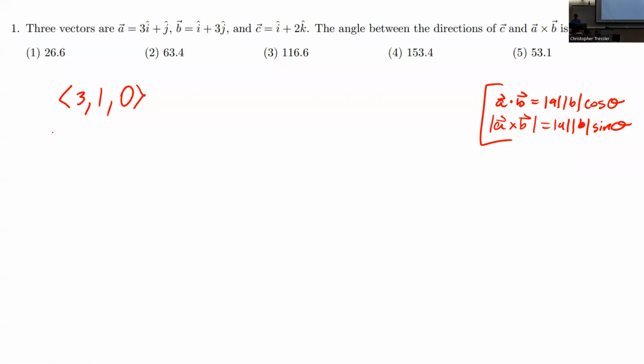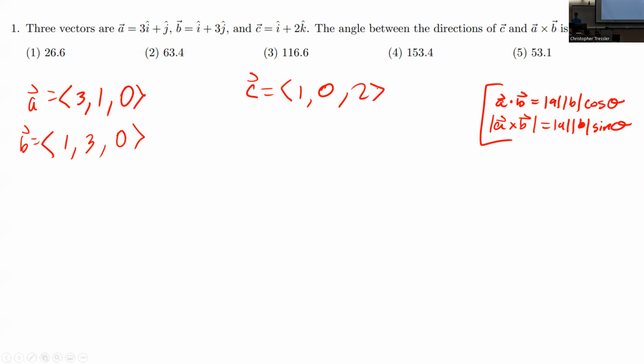Same thing for B. So this is actually A, and then there's B. If we have B, what's that? Any guesses? Somebody answer it. 1, 3, 0. Okay. And then we have C, and I'll write C out here because we're not using it until later. C is going to be 1. Now notice there's no J, so that's just going to be 0 for the Y, and there's 2 for the K. So here are our 3 vectors.